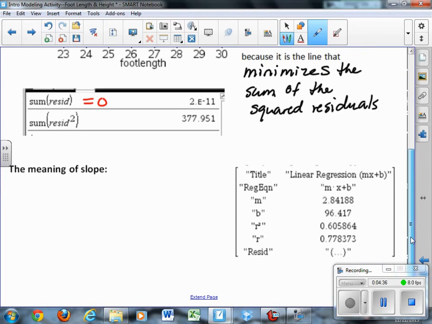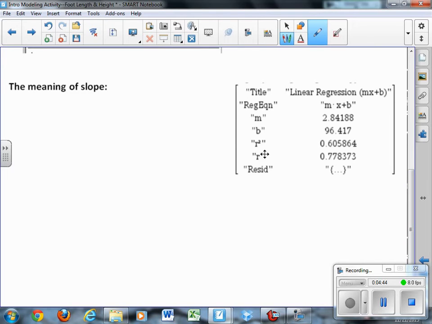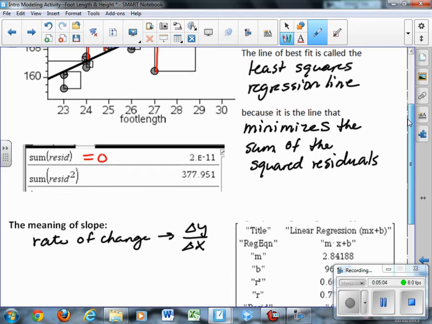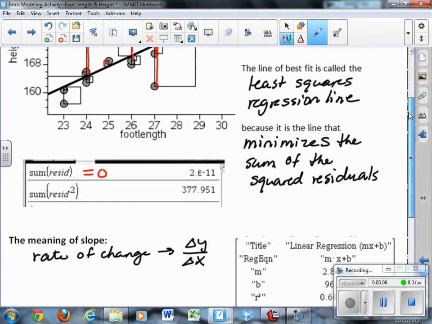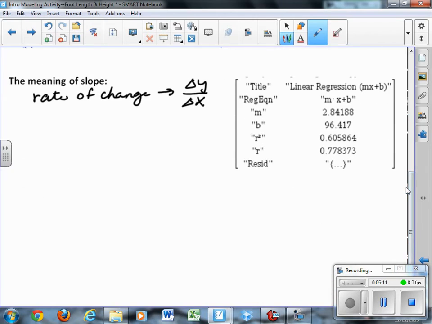The meaning of the slope then: when you do a linear regression, it gives you slope and y-intercept and some other things. We'll talk about in the next video what R means. But what does the slope mean? What I want you to recognize is that slope is a rate of change, specifically the change in y over the change in x. So it's telling us, every time we go up 1 centimeter in foot length, how much is the height predicted to go? So it's telling us a predicted rate of change.